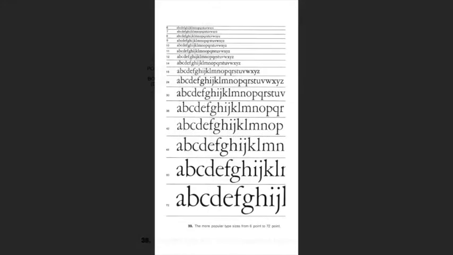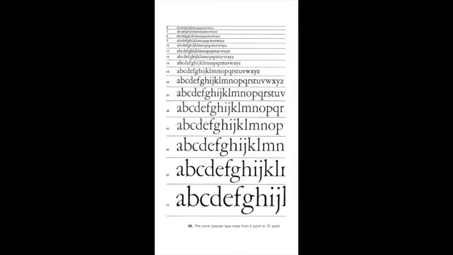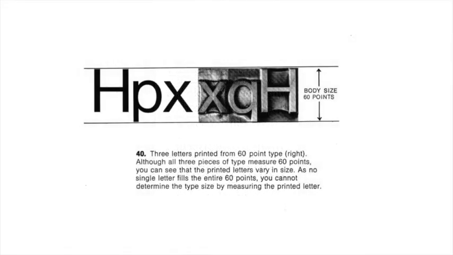When measuring type, although the difference of a single point may seem insignificant in smaller type sizes, it can be very noticeable. So, type sizes. Metal type comes in many sizes ranging from approximately 5 point to 72 points.